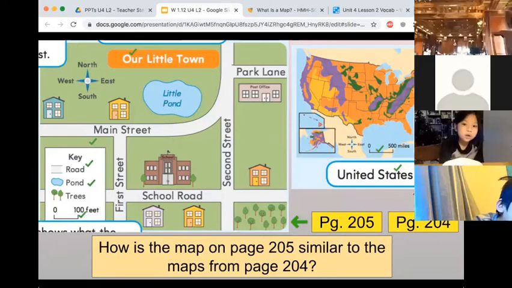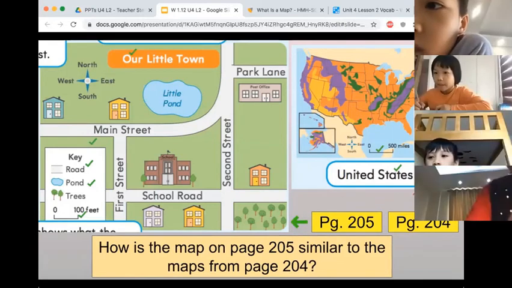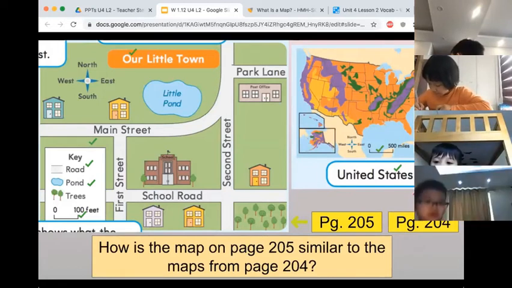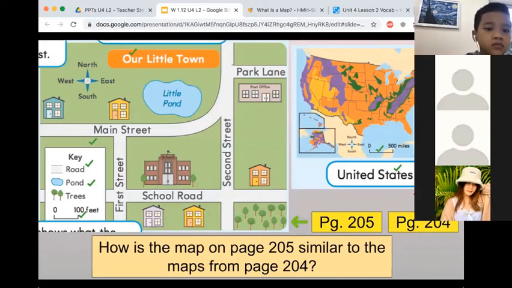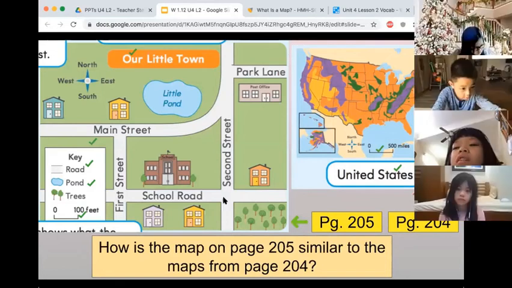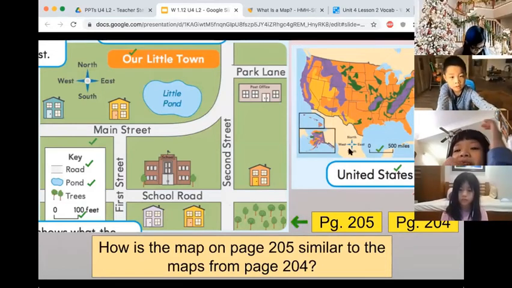I see a few hands up. Anyone new though? What's the last thing we're looking for? Not trees. There's one more part of the map that they both have. The one that shows north, west, east, and south. Yes, the compass rose, north, west, east, and south.